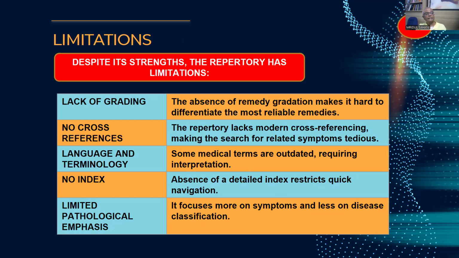Then there are certain limitations. We must not only see the good part. There are some limitations. As I told you, there is no grading, only the asterisk marks. There are no cross references mentioned. The repertory lacks modern cross-referencing, and the language and terminology are outdated and require interpretation. There is no index in this book, and there is limited pathological emphasis. So the pathological emphasis is also very limited.